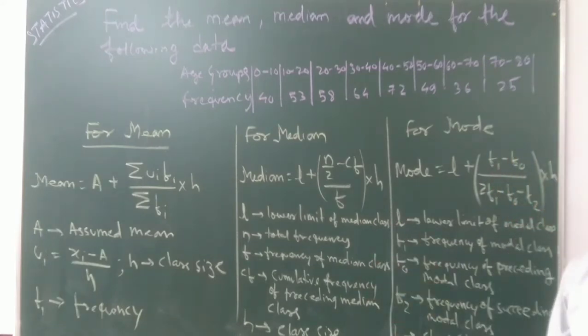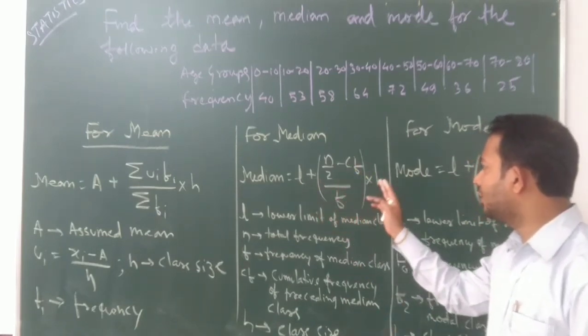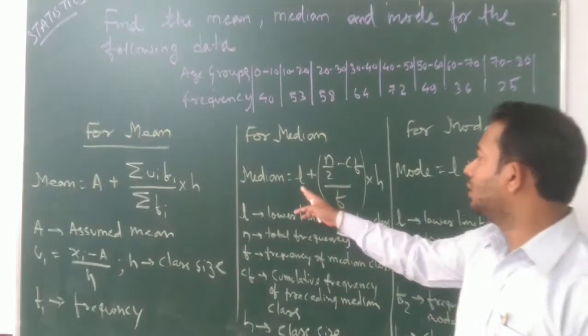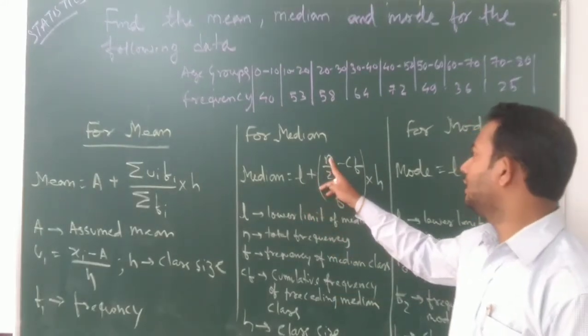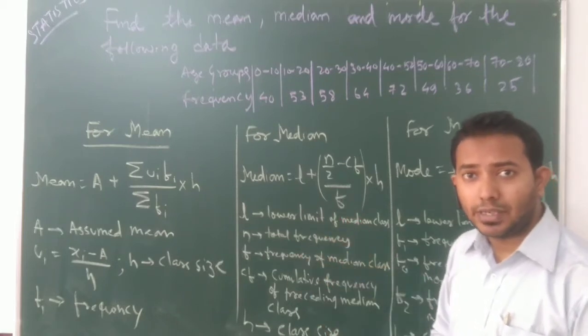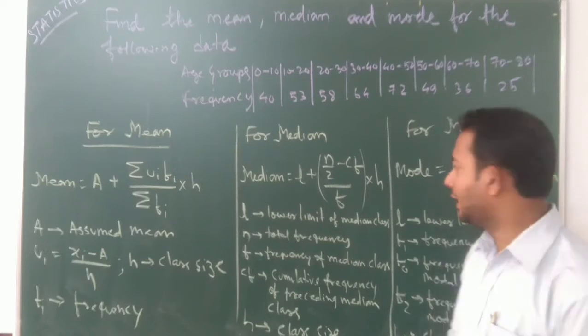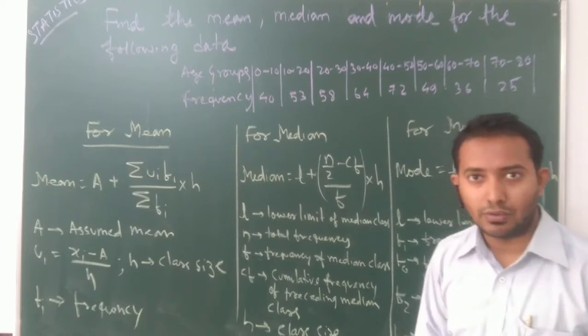Next, for the median, it is L plus n by 2 minus CF by f into h, where L is the lower limit of the median class, n is the total frequency, CF is the cumulative frequency of the class preceding the median class, f is the frequency of the median class, and h is the class size, or class width.